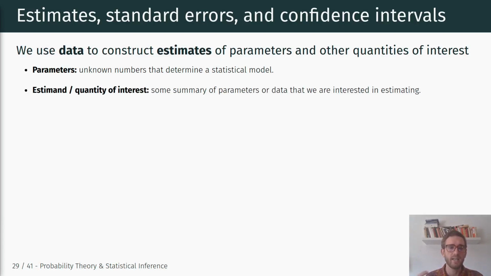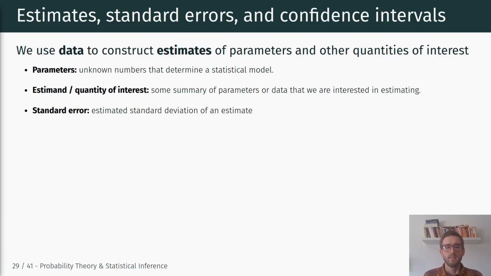Okay. And then related to the parameters, we have different estimates or quantities of interest, right? And those are summaries of parameters or data that we're interested in estimating from a substantive point of view, right? So this could be a single parameter, but it could also be a function of multiple parameters or a combination of them. For example, when we think about predicted outcomes of particular new data points as a potential quantity of interest.